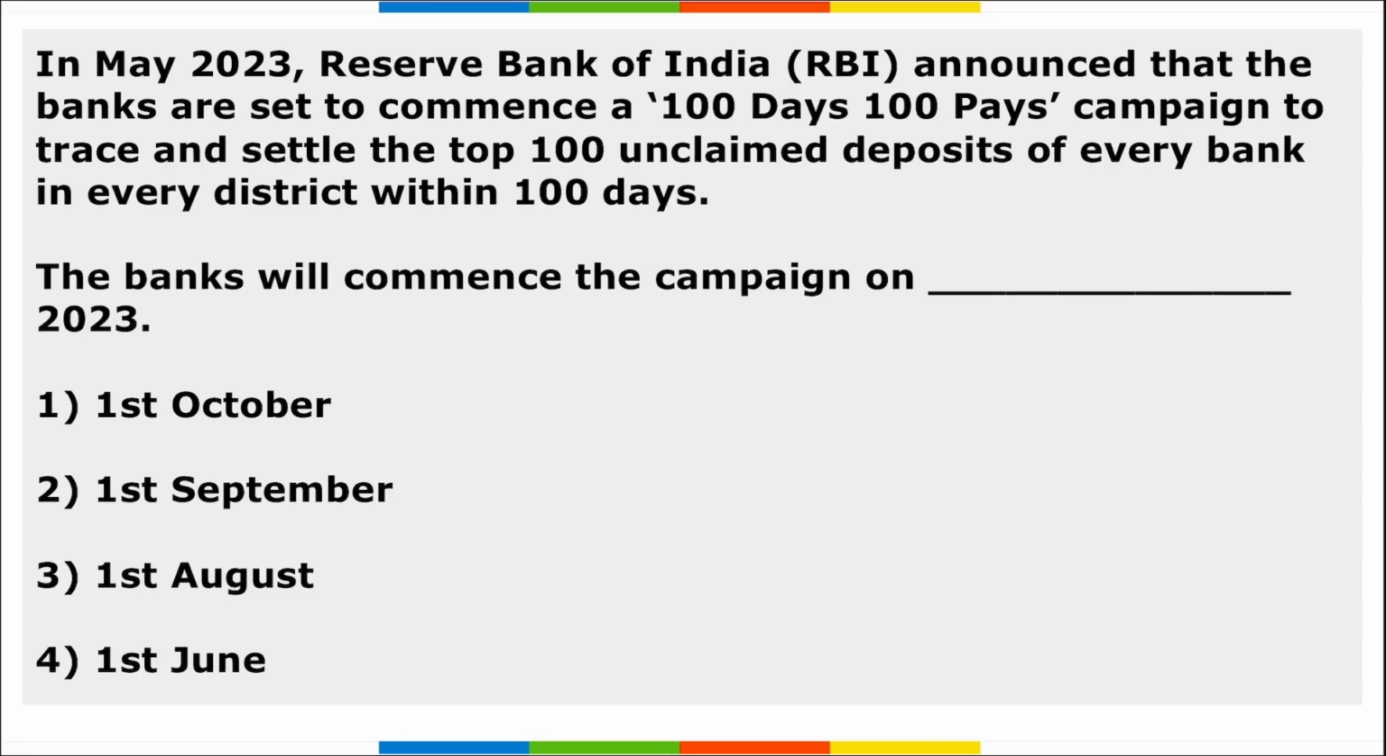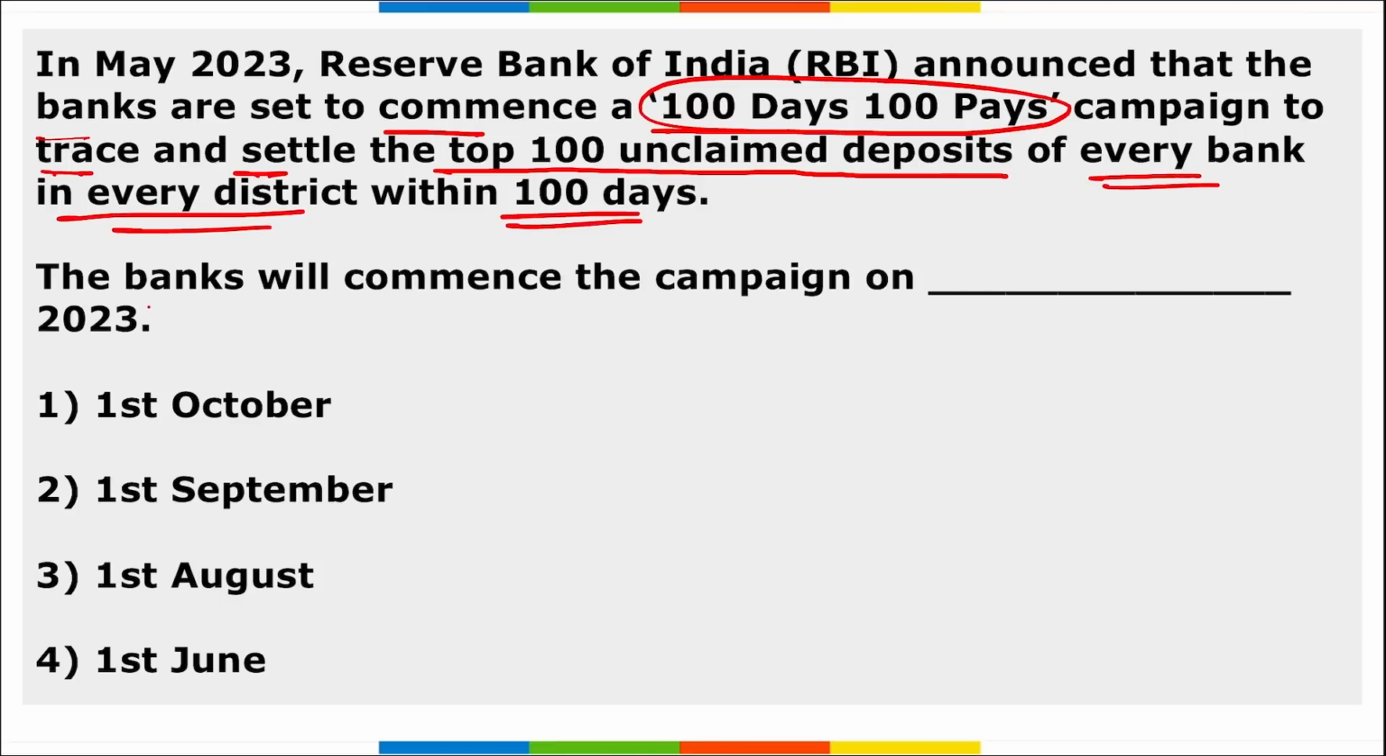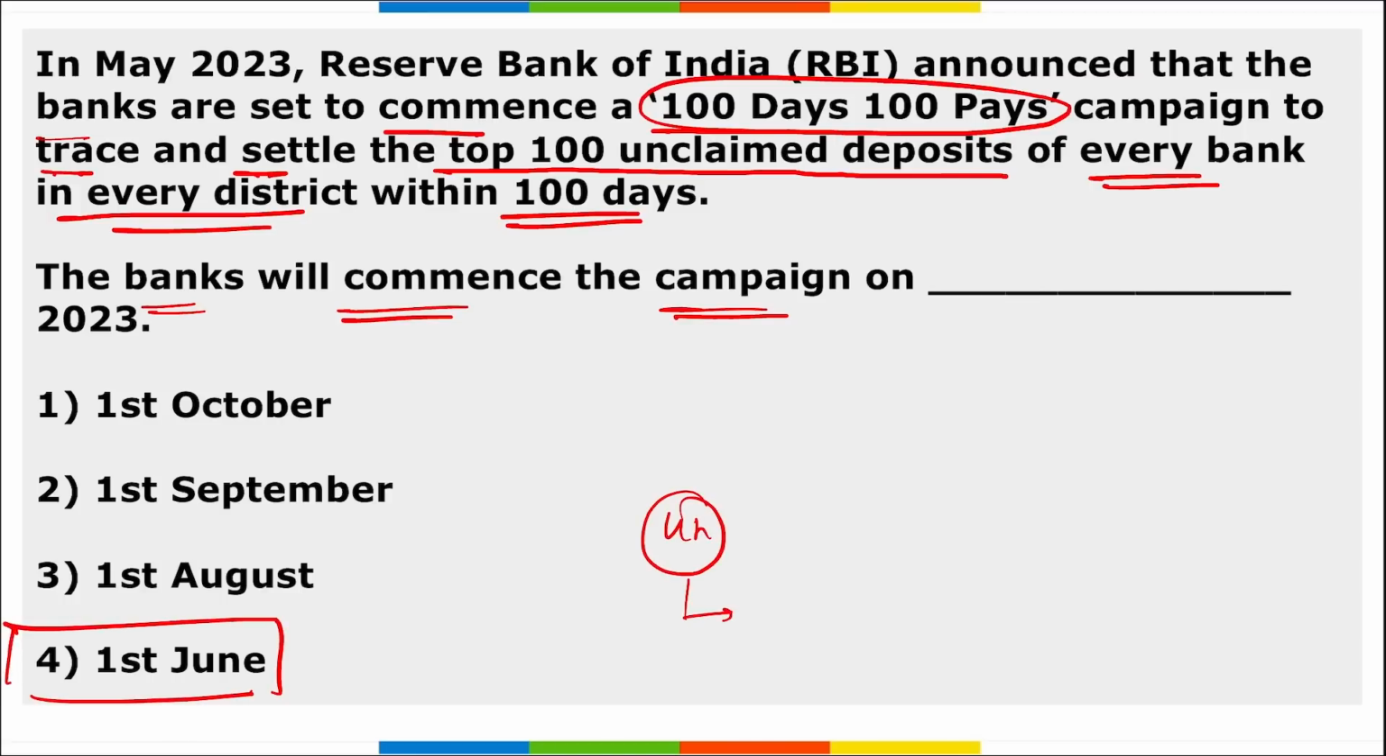Next, RBI announced that banks are set to commence a 100 days 100 pays campaign to trace and settle the top 100 unclaimed deposits of every bank in every district within 100 days. The banks will commence the campaign on 1st of June. Here the unclaimed deposits that have been in the bank with no activity in that account for the last 10 years will be settled. They will be given to the relatives or any person who is the rightful owner or the claimants, to them this money will be deposited.